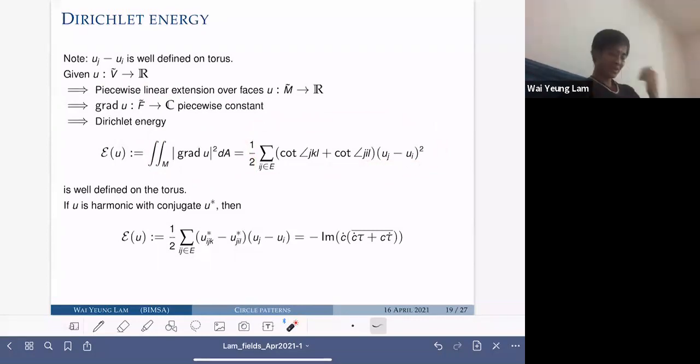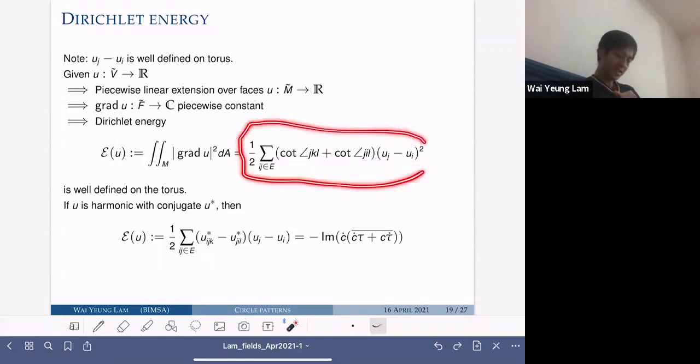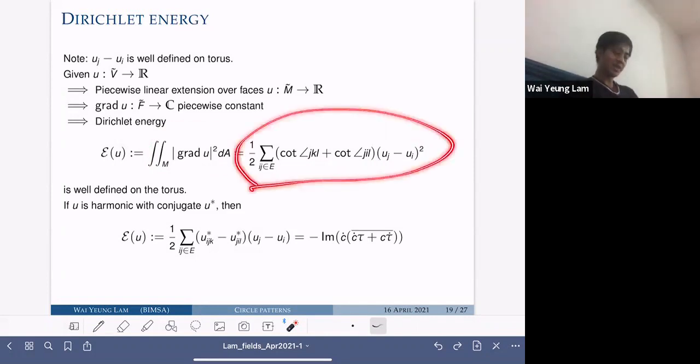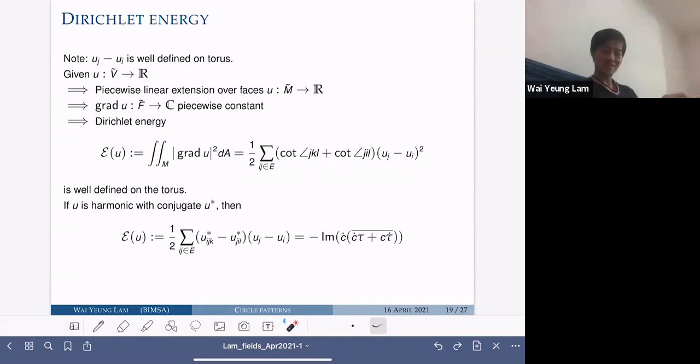Okay, and then just observe. This term, the cotangent weight, is well-defined on the torus, and this term is well-defined on the torus. Actually, this whole energy is well-defined on the torus. It is independent of the fundamental domain. So actually I can do this integration over a fundamental domain, and I get something independent of which fundamental domain I pick. Yeah, okay, so this is important.